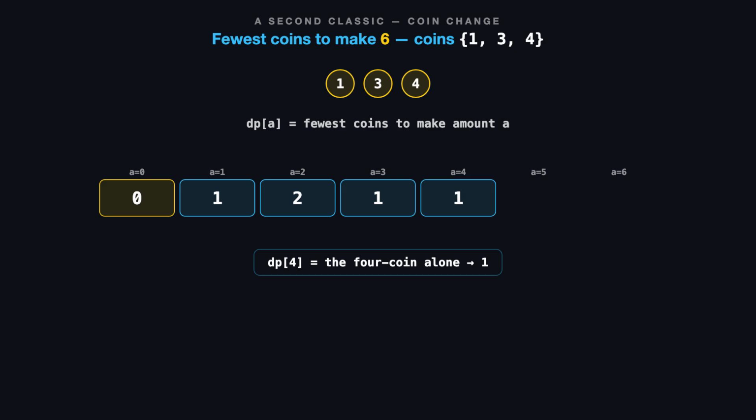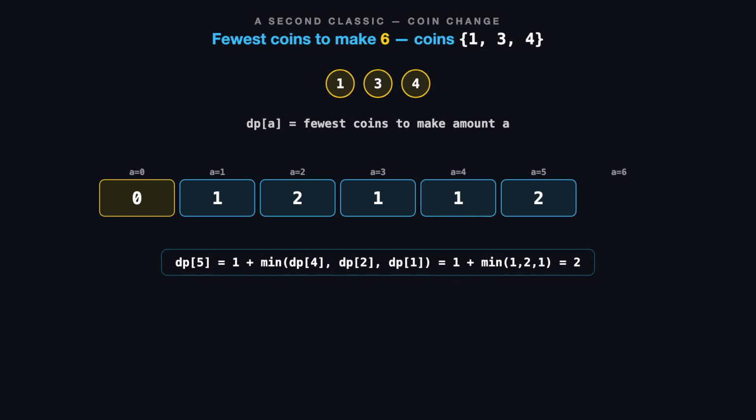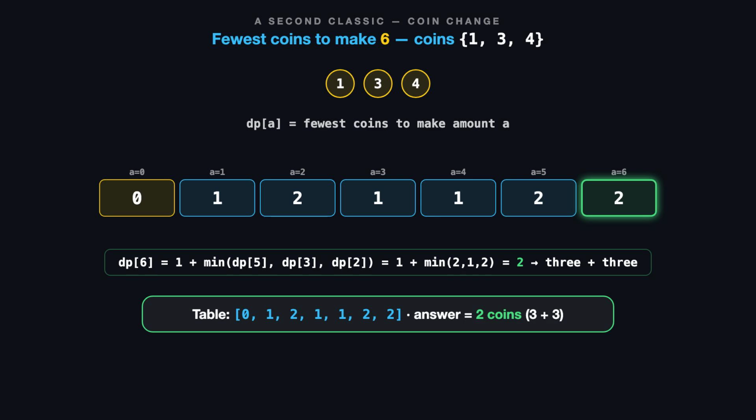dp of 1 is 1. dp of 2 is 2. dp of 3 is just 1, the 3 coin. dp of 4 is 1, the 4 coin. dp of 5 is 2. And dp of 6. Try a 3, leaving 3, which needs 1 more coin. That is 2 coins total. The table reads 0, 1, 2, 1, 1, 2, 2. The answer, dp of 6, is 2 coins, 3 plus 3. Overlapping subproblems, optimal substructure. Dynamic programming, again.